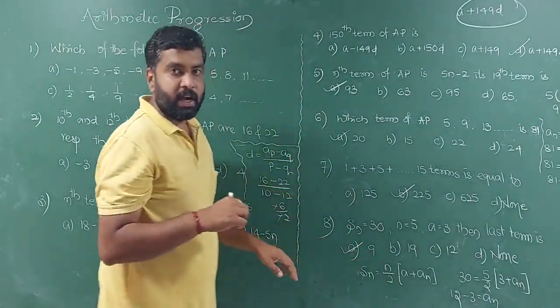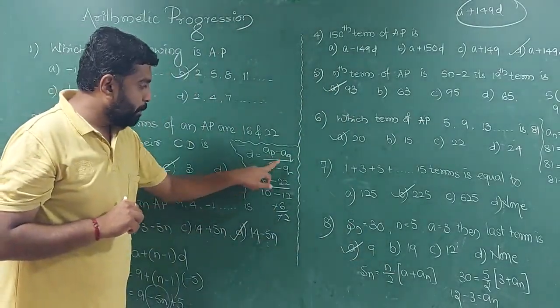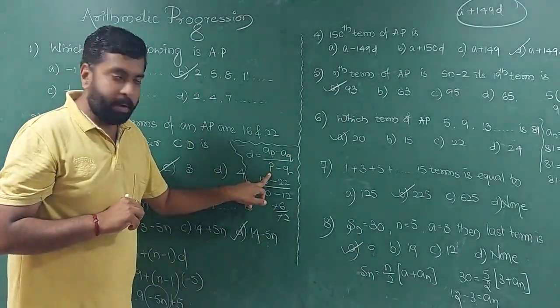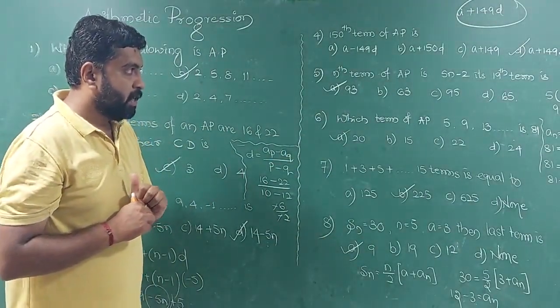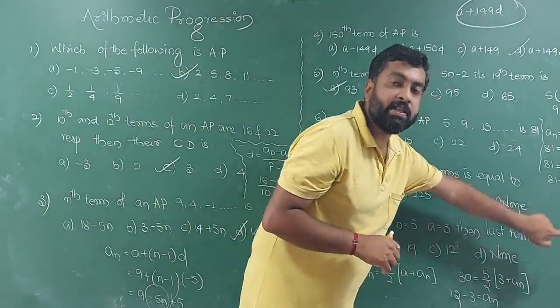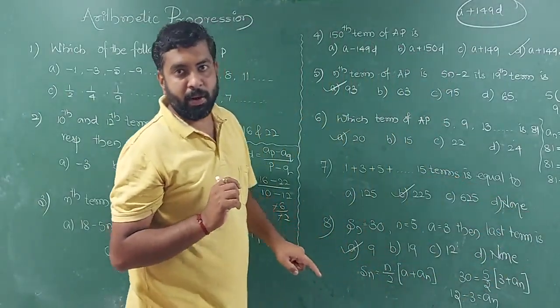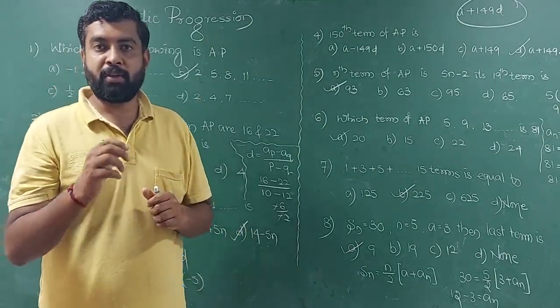Here in this session, I discussed two new formulas. One is this: d is equal to ap minus aq divided by p minus q, and one more formula I discussed, that is this one: the sum of odd numbers is given by the relation n square. So these are the different varieties of questions on arithmetic progression.